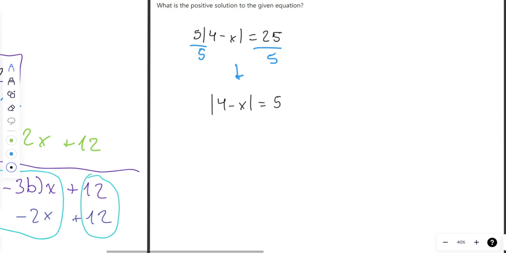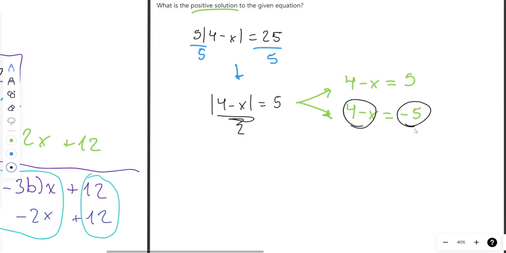From here, there's 2 things you can do. You can split this up into the positive case and a negative case. Either 4 minus x equals 5 or 4 minus x equals negative 5. And yeah, when it asks for the positive solution, we're looking for the x value. So I set up these 2 equations because if 4 minus x is equal to 5, then the absolute value of that will also equal 5. Or if the inner part, that 4 minus x, equals negative 5, absolute value turns everything positive. So if this was negative 5, it would become positive 5.